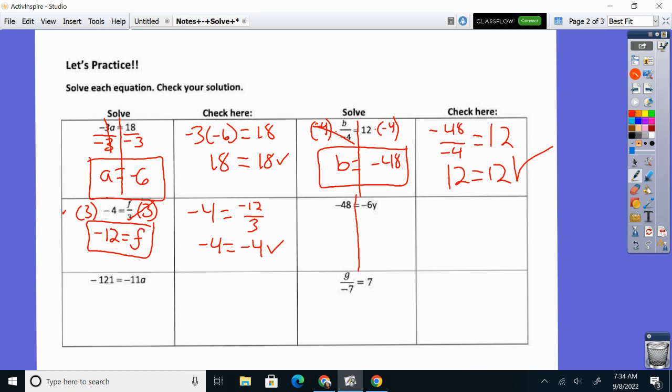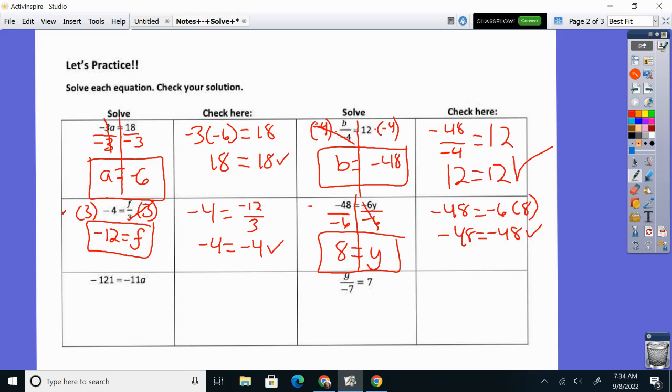This one says -48 equals -6 times y. So the opposite of multiplication is to divide by -6 on both sides. So I'm left with 8 equals y. So when you plug it in, you'll have -48 equals -6 times 8, which gives you -48 equals -48. So this one is correct.